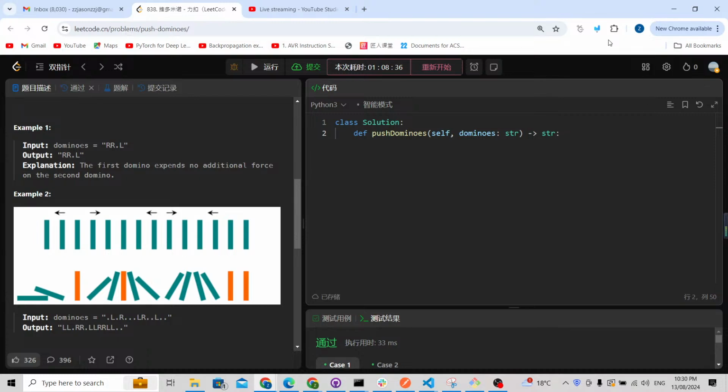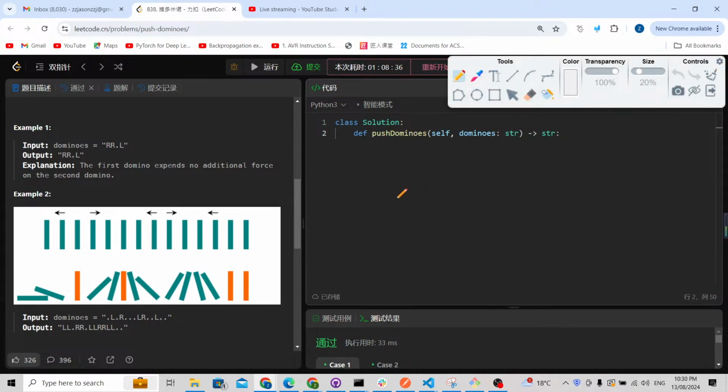Now let me make a drawing. Maybe we can understand it more easily with a solution. We're gonna have two R and two dots, and we're gonna have one L. Maybe we're gonna have another dot. Let's just use a very simple example.